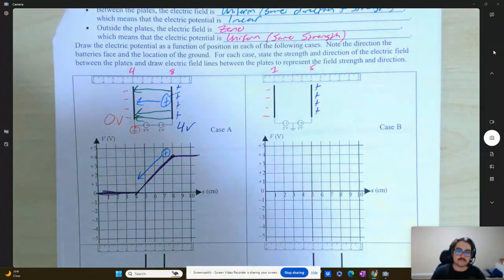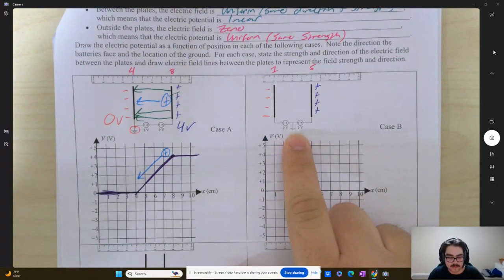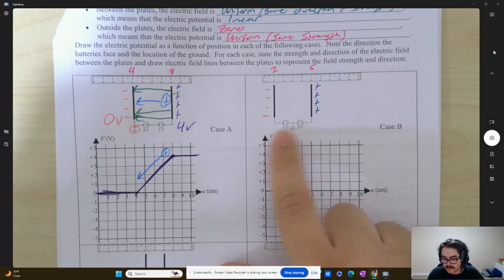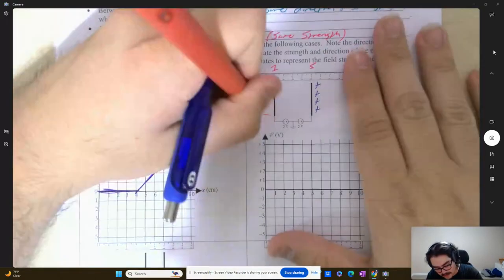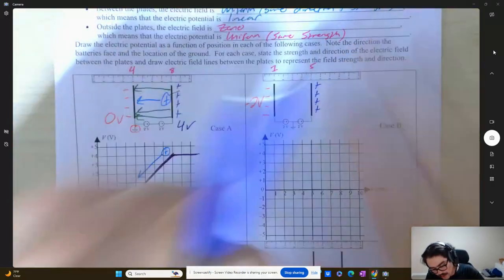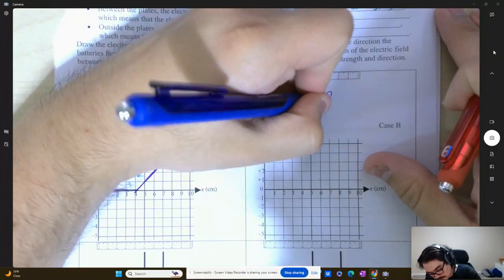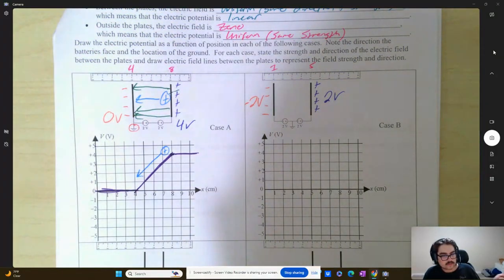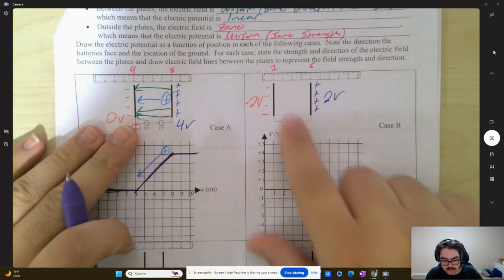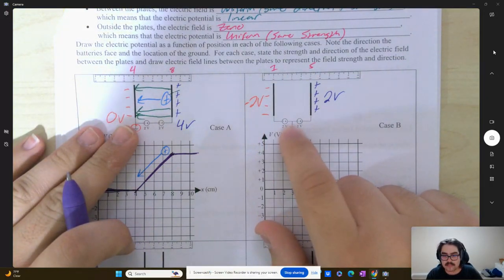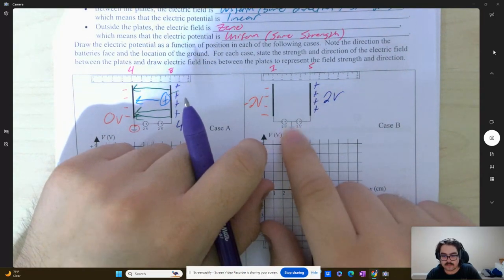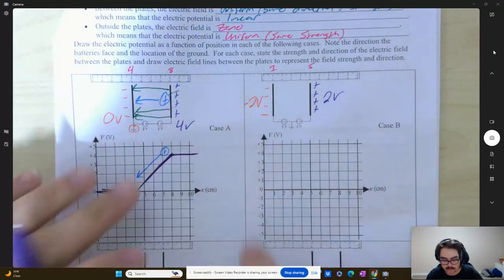Now here's something to notice. The ground is in between the two, which means that the batteries are actually not going to affect each other. This is going to have a potential of -2 volts, and this is going to have a potential of +2 volts. The ground doesn't affect it, which is why it's not -4 and 4. The ground basically splits the batteries off.